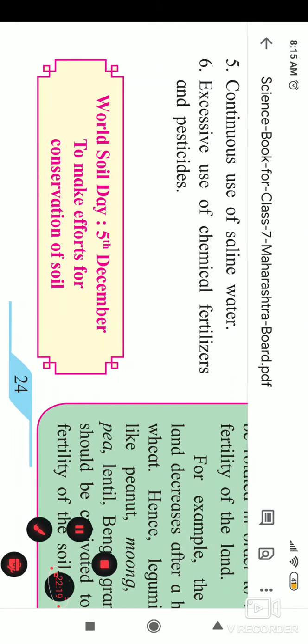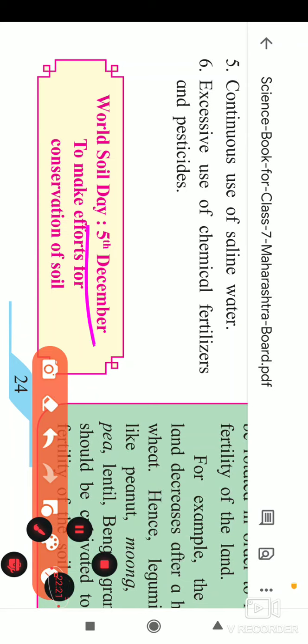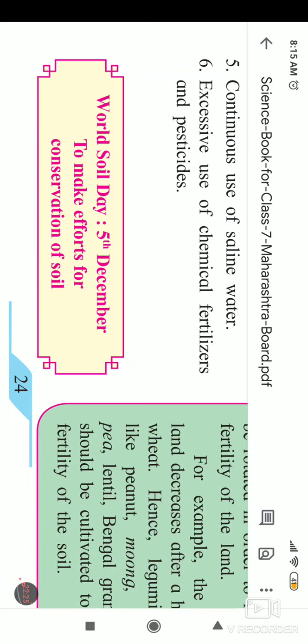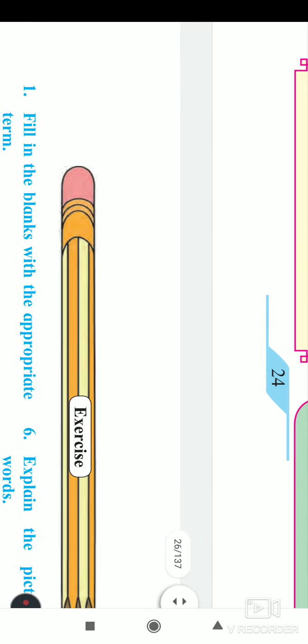Next, World Soil Day, 5th December, to make efforts for the conservation of the soil. So 5th December is the day we observe as World Soil Day.